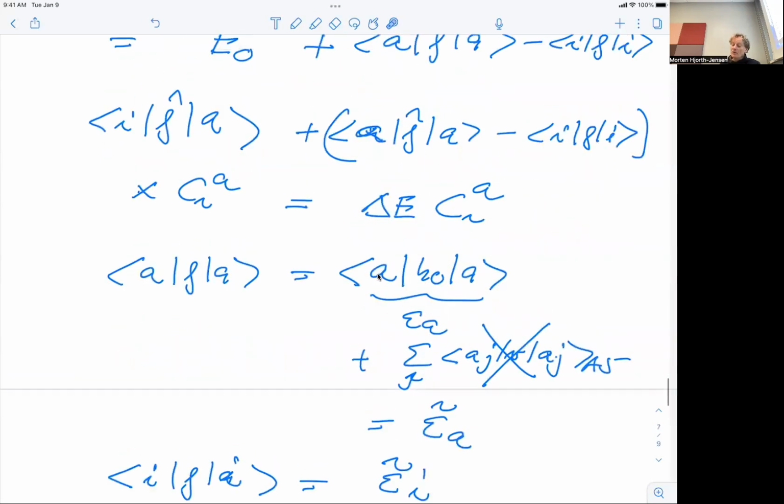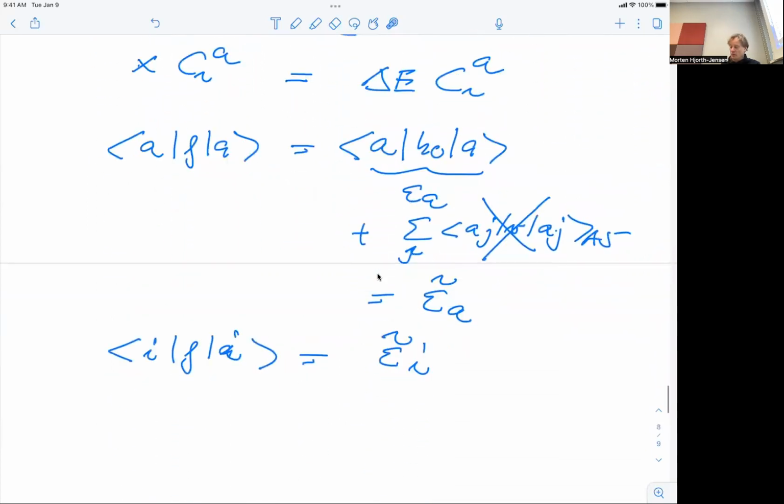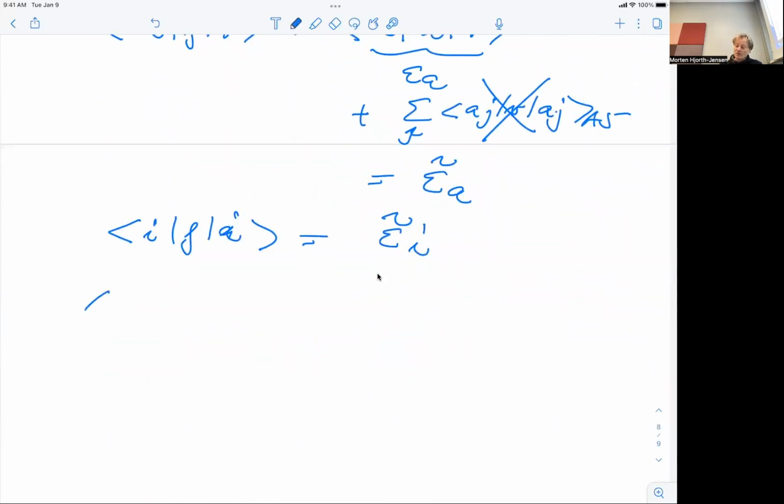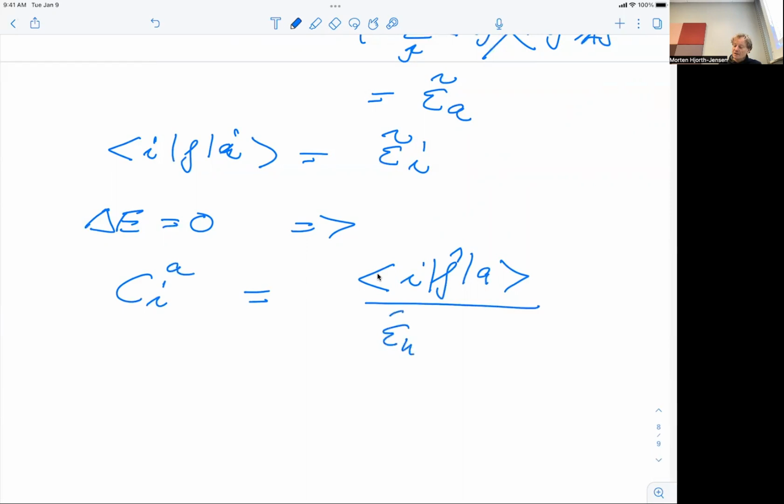Now, the next thing we're going to do is simply to put delta E to 0, just to make life simple. So this is the approximation. So we put delta E to 0, and that means that what we have then is that this coefficient C_I^A, and then we take a small break, we can rewrite that in terms of this matrix element, F of A, divided by this epsilon of I tilde minus epsilon of A tilde.